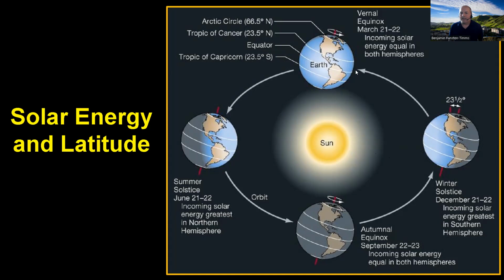Again, the sun now is hitting directly at the equator, and we get 12 hours of sunlight all around the world. And things start warming up a bit for us, and then it returns.